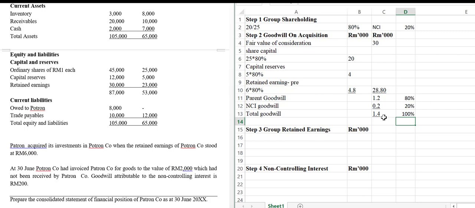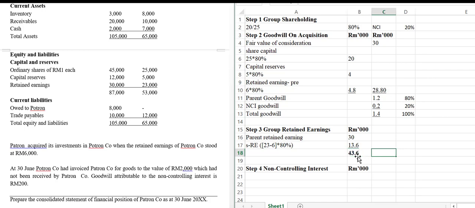Okay. Now next, after you calculate your goodwill, we need to calculate retained earnings. When you calculate retained earnings, you need to use the retained earnings of your parent company, and also the post-acquisition retained earnings of your subsidiary company. If you look here, the parent's retained earnings is 30,000. Now the subsidiary's retained earnings is basically 23,000 minus 6,000. So you have 17,000 times 80%, and then you get 13.6.